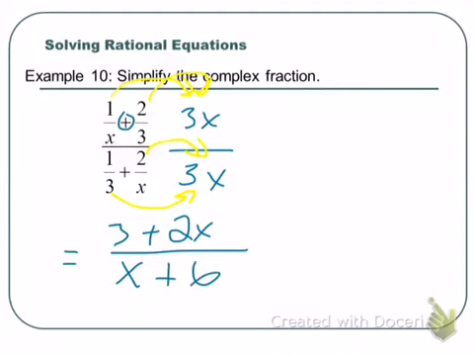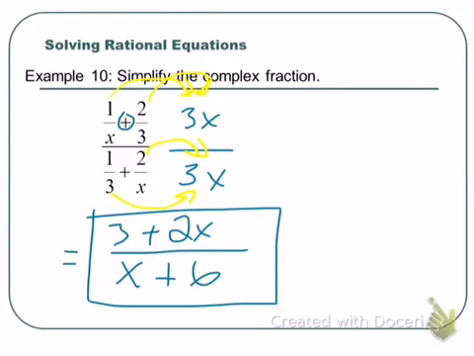We have to determine if there's anything that can be simplified once we're done with that process. Nothing can be simplified in 3 plus 2x over x plus 6. We might be tempted to cancel those x's. You might be tempted to cancel the 3 with the 6, but you can't do that because they're terms, and you cannot cancel terms or parts of terms, only factors. So that is the final answer for this expression. All we're doing is manipulating the expression to get rid of the complex fraction.